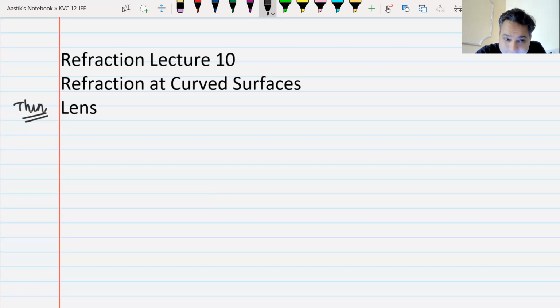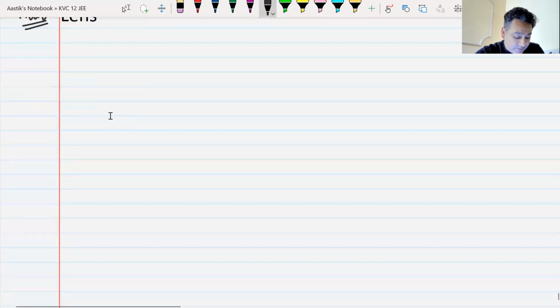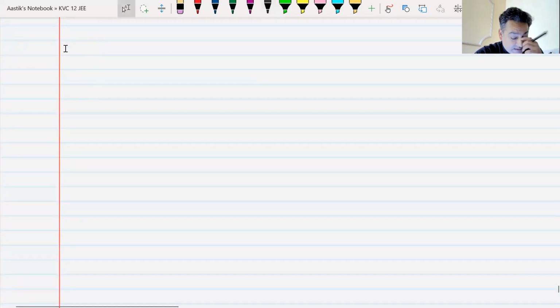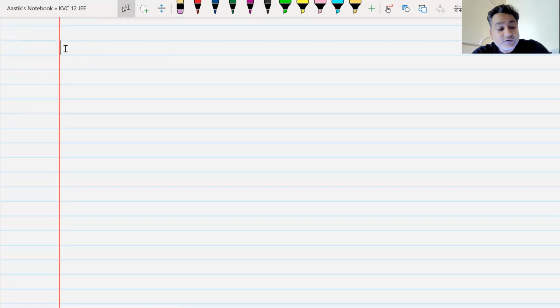Transparent refracting surface. Yes, you are on the right track, bacha. Transparent refracting surface. Remember, no one is going to ask you this. This is just for you. If ever a question comes and you get confused as to whether it is a lens or not, this is the definition that is going to help you out. What is a lens? Would anyone want to try it again?